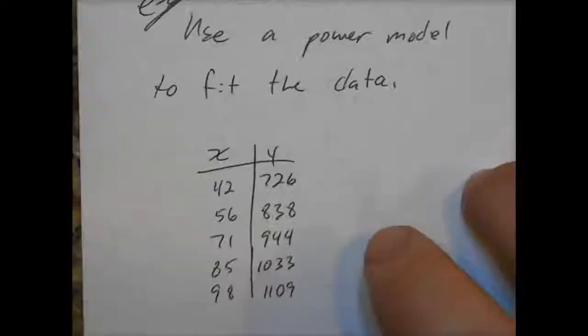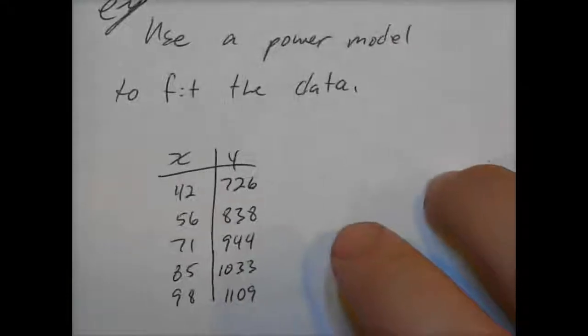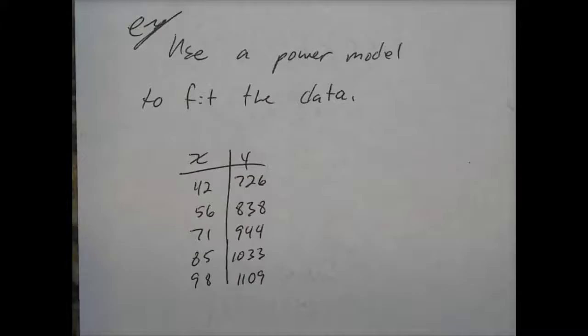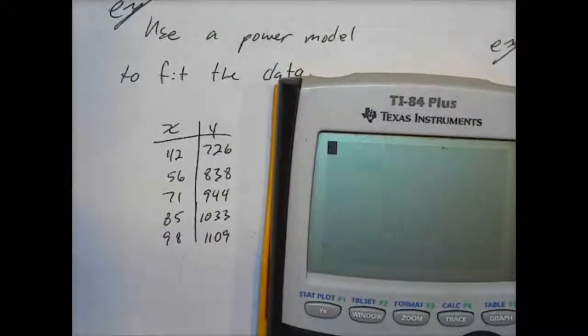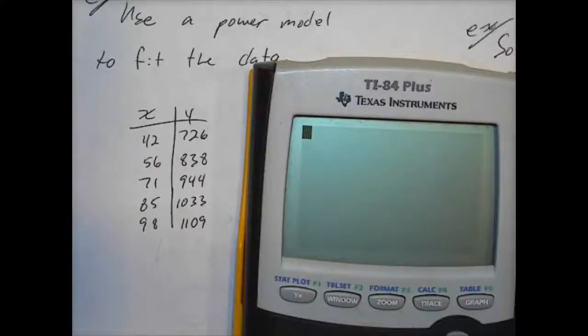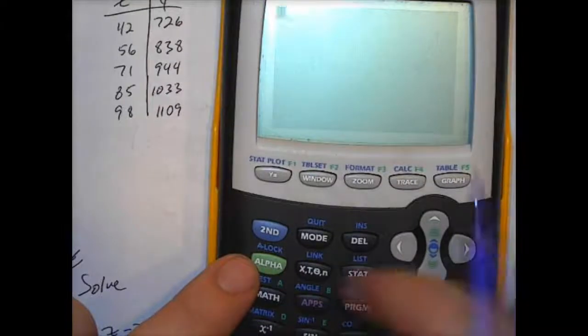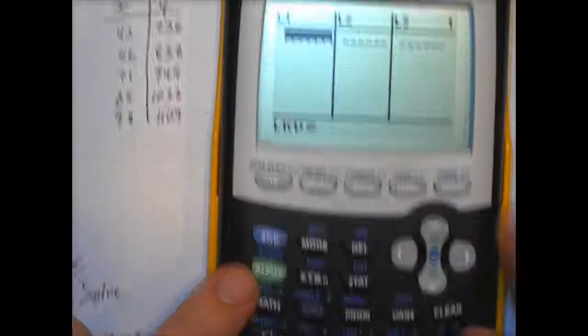Next type of problem we're going to look at is use a power model to fit the data. This is the same thing that we were doing in our calculator before. We're given a set of data, so we go to stat. If I hit stat and choose edit, I can edit my list.